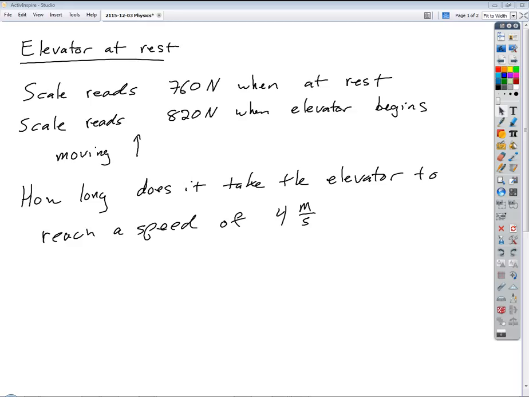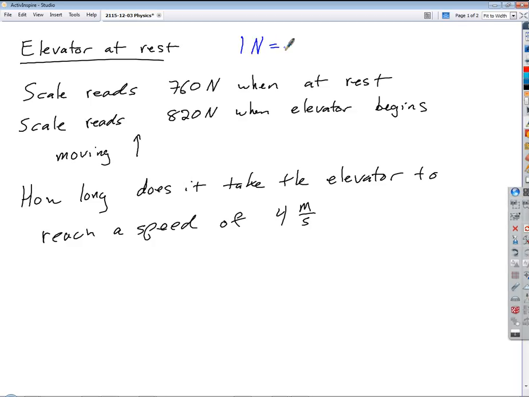Well, what do you suppose 1 newton equals in terms of kilograms, meters, and seconds, given that Newton's second law just tells us that net force equals mass times acceleration? What do you think the units are that make up a newton? 1 gram, 9.8. That's the acceleration value.